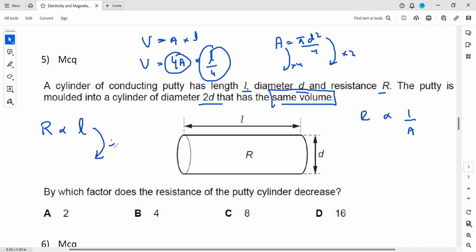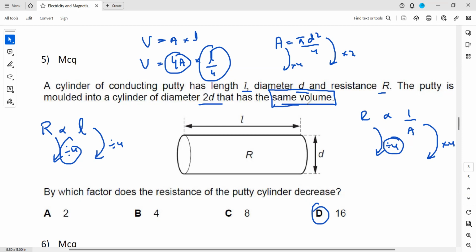So here, what happened? If the length is decreasing by 4, the resistance will decrease by 4. Here, what happened to the area? If the area is increasing by 4, the resistance will decrease by 4. Because of the change in length, it is decreasing by 4, and because of the change in area, it is also decreasing by 4. That's why 4 multiplied by 4 makes 16. So it means it will change by a factor of 16.